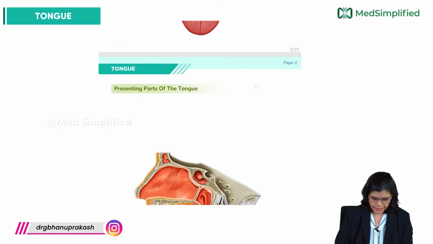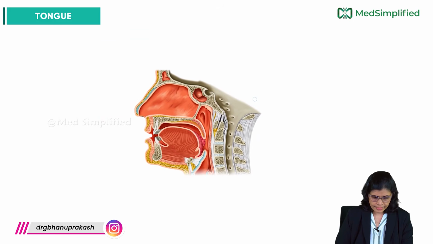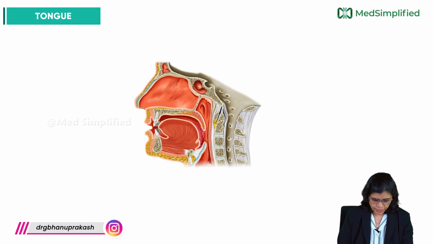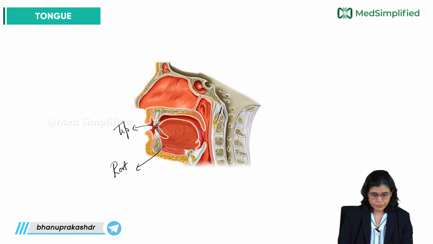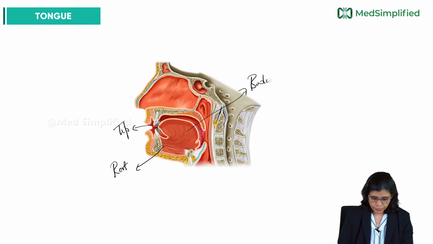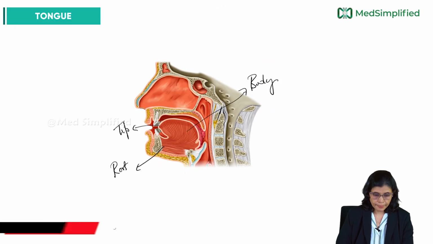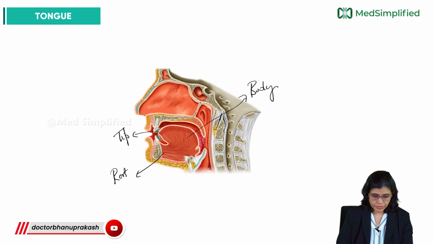Now when we see the tongue, it has a root, which is attached here to the mandible and the hyoid bone. It will have a tip, that is the anterior end of the tongue, which will come in contact with the central incisors, and then we have the body. So this portion is the body of the tongue. These are the three parts of the tongue.